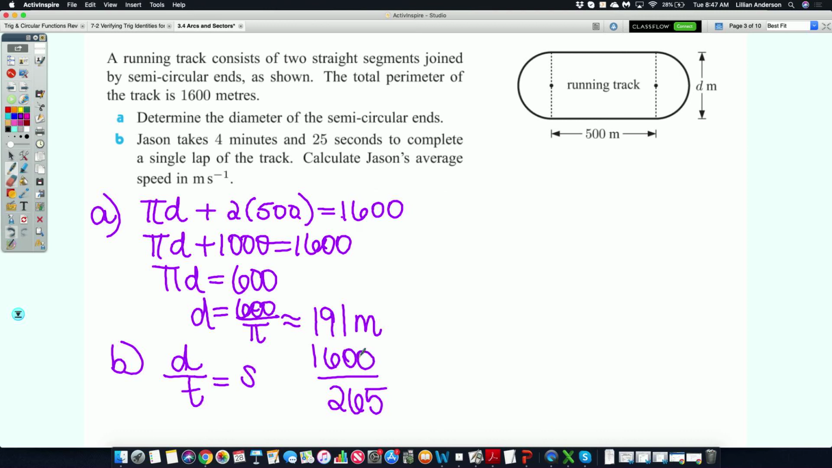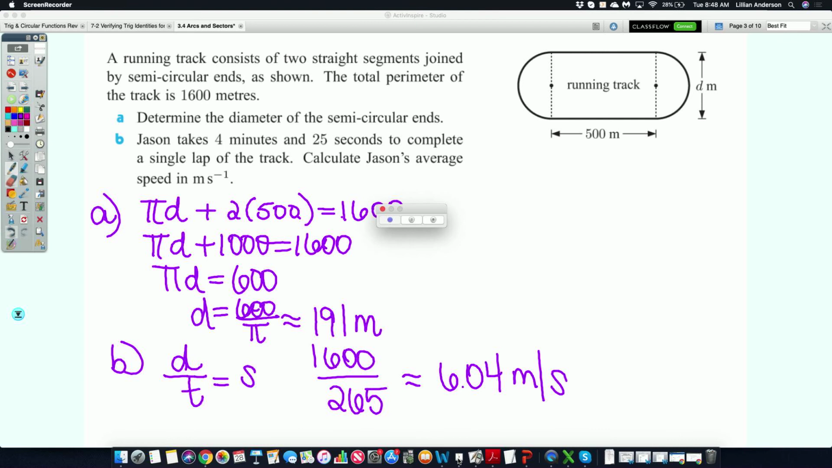So 1,600 meters divided by 265 seconds is? Roughly 6.04 meters a second. Yes? 6.04. Oh, did you say that and I just misheard it? I think so. I've been having some issues. 6.04 meters per second. Okay, good stuff. Questions? Let's look at the next one.